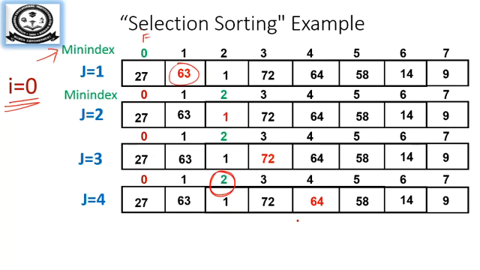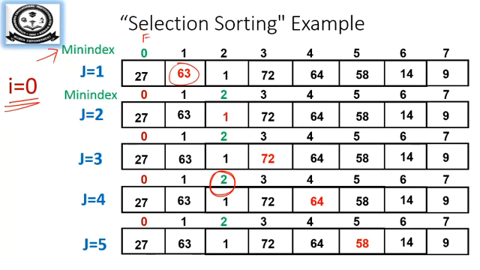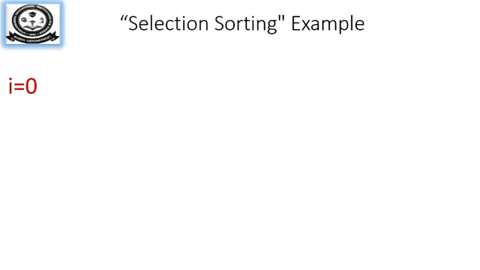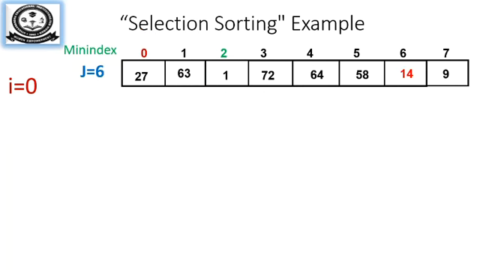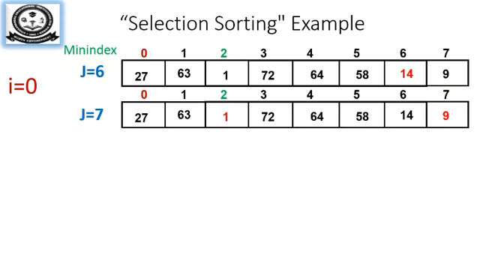So it will compare: 64 is not less than 1. 58 is not less than 1. 14 is not less than 1. And 9 is not less than 1. So all the loop is over. All the 7 elements are done. Now, before incrementing the I value, we will swap I and the min index.